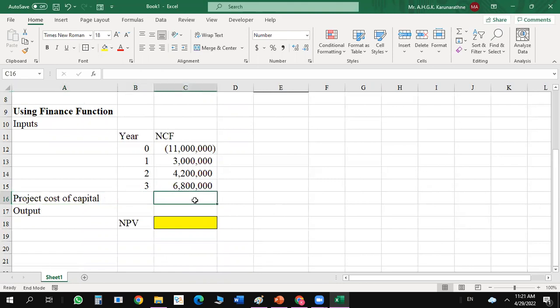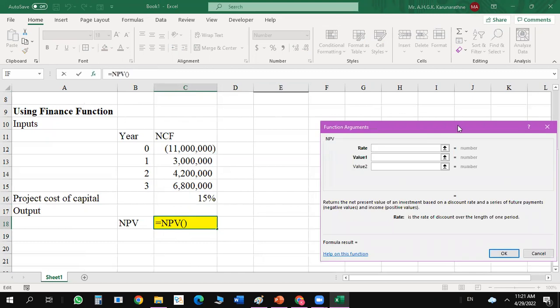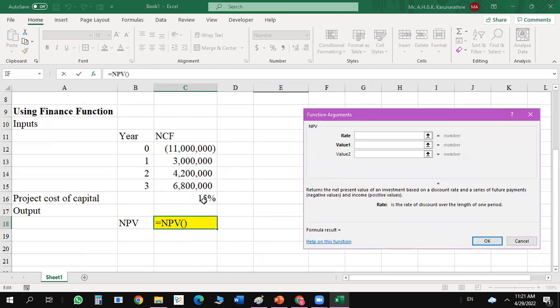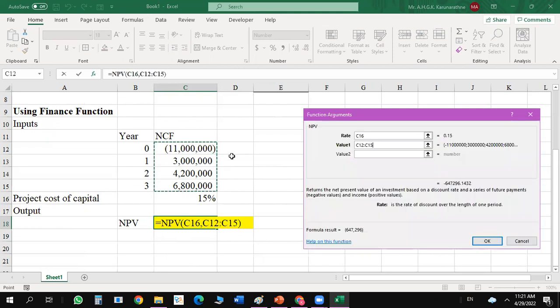Let's say the rate is 0.15, as a percentage it is this much. So accordingly we will now go to the formula, equal, let's say NPV on this. Then if you wish you can go to this, then it will be very clear and visible. So give the rate, this is your rate, and the values, right? So what are the values? These are the values. You can give these values, right? Then say okay.